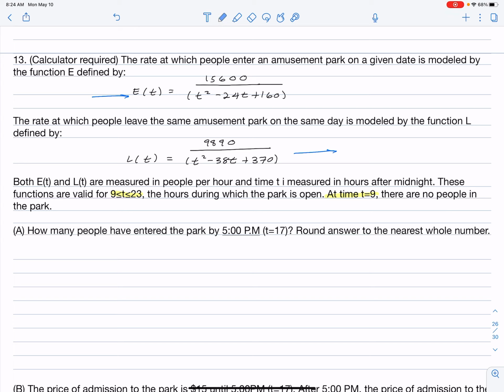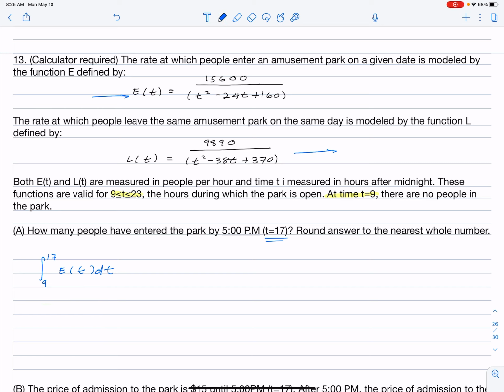So question 1: how many people have entered the park by 5 p.m., which is t equals 17? They're asking how many people have entered the park at time 17. In other words, I think you guys would agree, that's just going to be the displacement from the time the park opens, which is 9, to 17 of this. It's just how many people have entered. At time 9, there's 0 people in the park, and then at 17, we're looking at the displacement, how many people have come in, and that's going to be that.